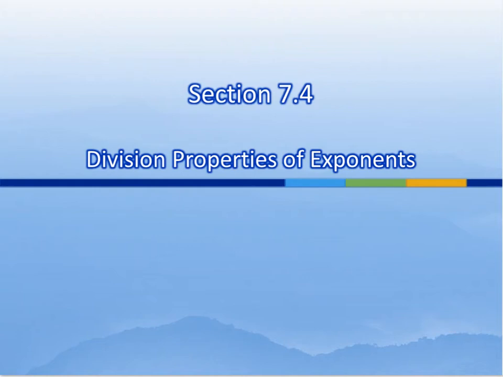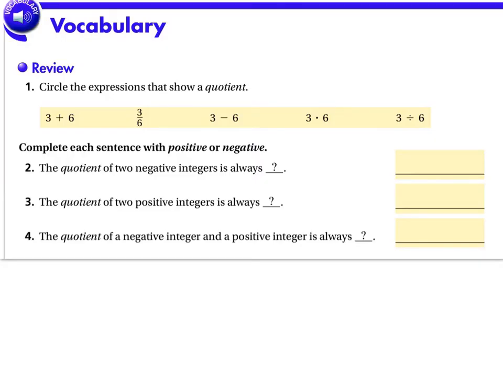Welcome to Algebra 1, Chapter 7, Section 4, Division Properties of Exponents. Our review vocabulary is quotient. Circle the expressions that show the quotient. Quotient means division, so these two show a quotient.